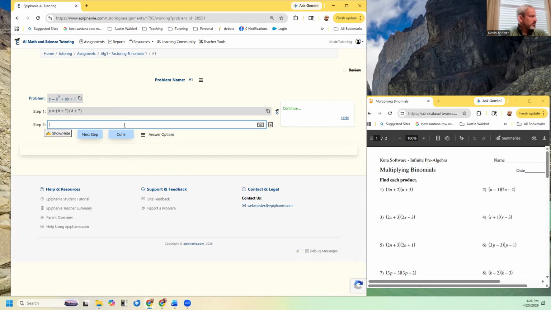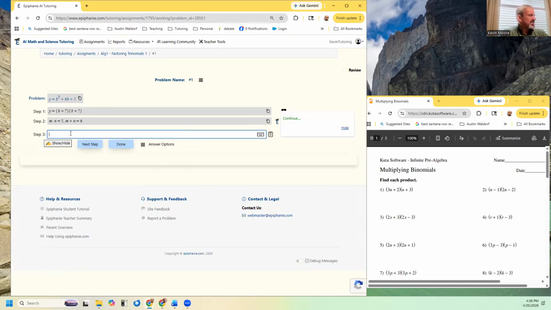So I need two numbers that multiply to 7. Let's call them m times n equals 7, and m plus n is equal to that middle term, 8. Can I find two numbers that do that? Yeah, 1 and 7 will work. I'm just going to enter this, again, without review. I'm just going to enter that as a comment.